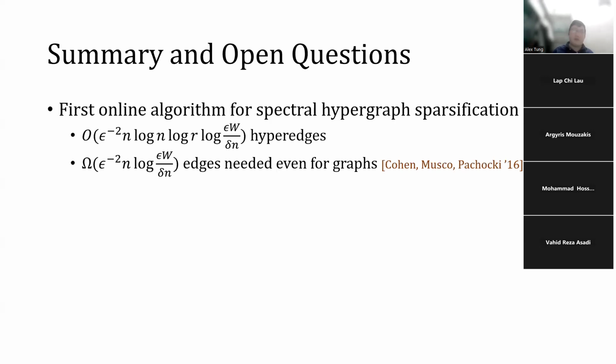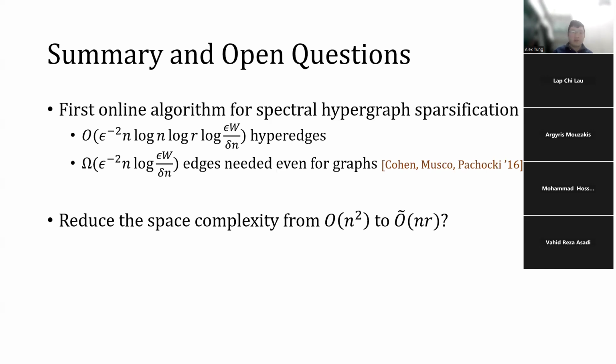So this is a nice, simple result. And also there are a lot of open questions related to it. For example, can we reduce the space complexity from, let's say, quadratic in n to something better like nr? And for the online setting, we're only dealing with edge insertions. What about fully dynamic settings where we can delete edges? For ordinary graphs, such results exist, but for hypergraphs, this is still open.